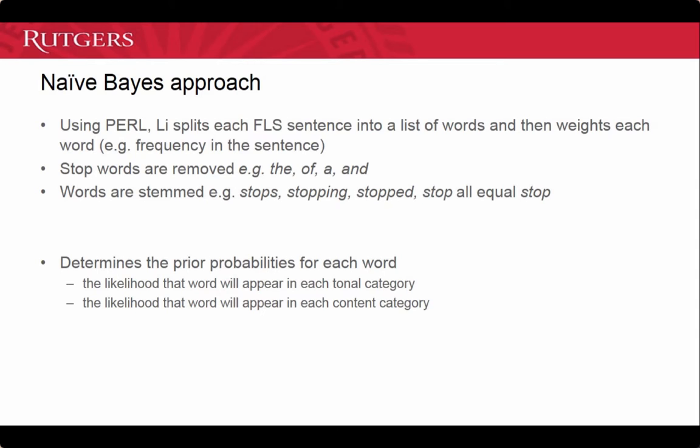Let's say we have a really short sentence that says, the company failed. We want to use a naive Bayes approach to determine whether this is a positive or negative sentence. Now you know it's negative just by reading it. So we're not going to look at the word the, because that's a stop word. We'll ignore it.